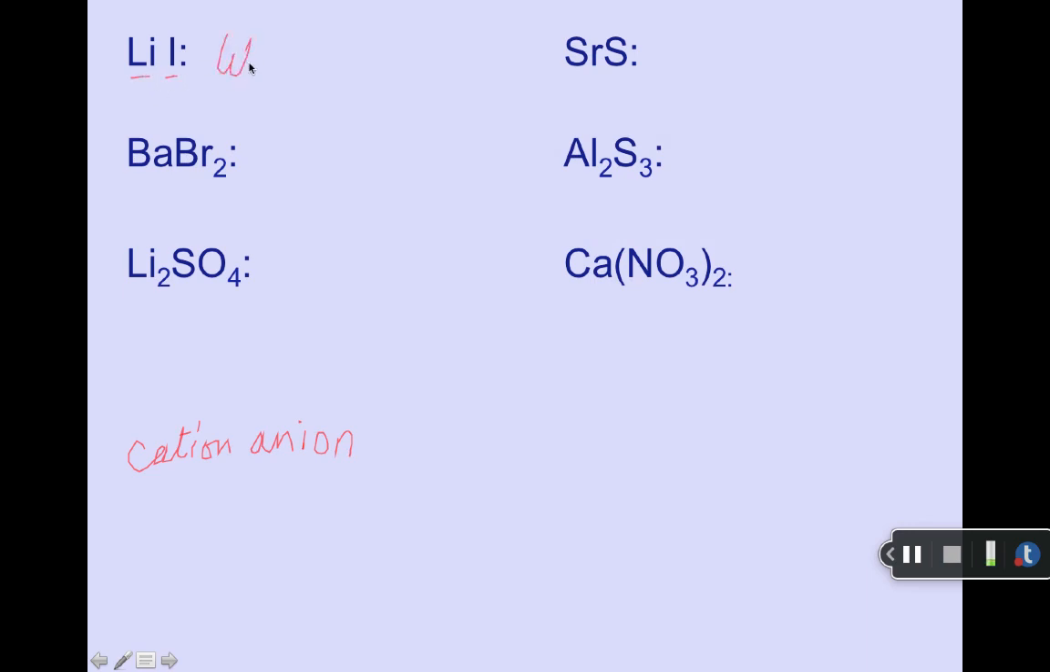If you remember element names, this is lithium, and its component that's the anion. Remember, they're going to have endings change to IDE when they're anions, and so the iodide becomes the second ion here.